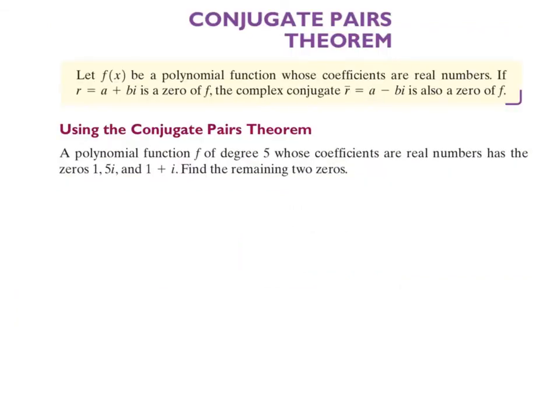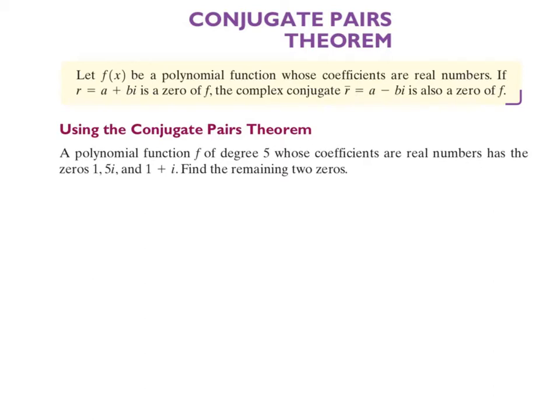And what helps us do that, in part, is the conjugate pairs theorem. What that says is that if I have a polynomial function whose coefficients are real numbers, and if a plus bi, remember that's the definition of a complex number, is a zero of f, which is a factor, then the complex conjugate, written with that bar over it, is a minus bi. So you keep the a and the bi the same, you just switch the sign between them.